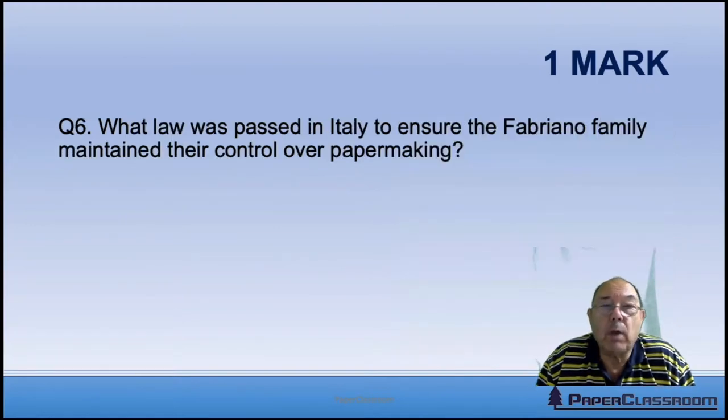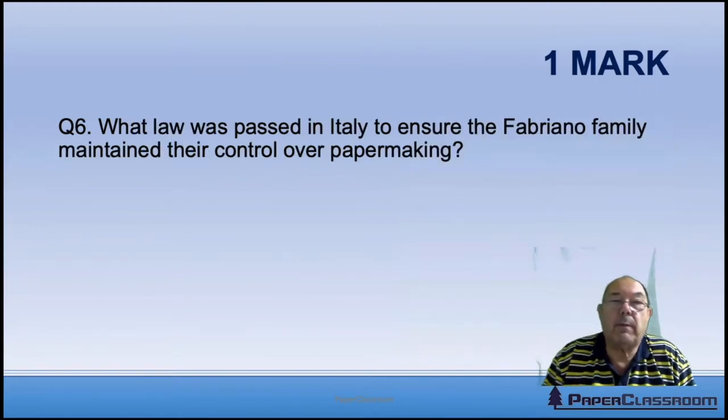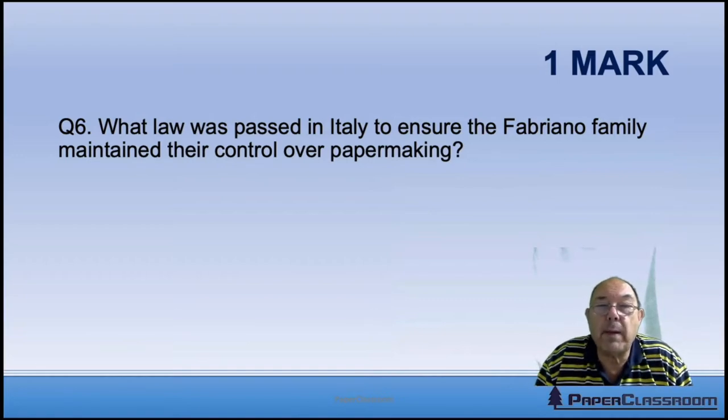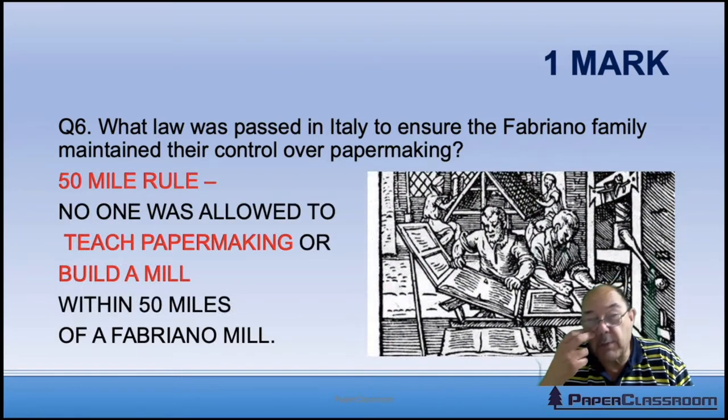Question 6. What law was passed in Italy to ensure the Fabriano family maintained their control over papermaking? For this sort of quick quiz, I would accept as an answer the 50-mile rule. But if you were answering a proper exam question, then you'd expect to write a fuller answer. Something like, the law was no one was allowed to teach papermaking or build a paper mill within 50 miles of an existing Fabriano mill.